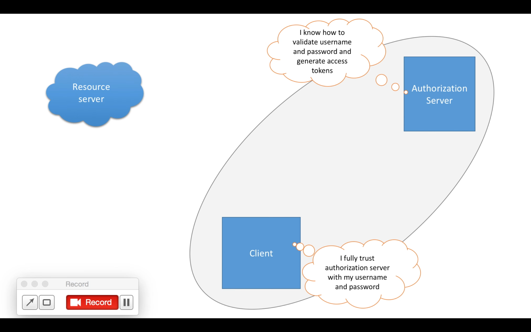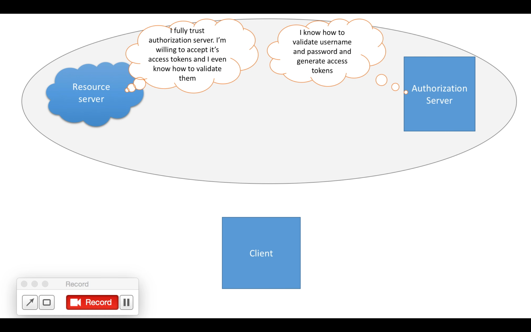So when looking at the client and authorization server segment, the relationship is a little bit different. Client absolutely trusts authorization server, okay? So client knows this specific authorization server, it knows that it can send it username and password, and authorization server will be able to validate it, okay?